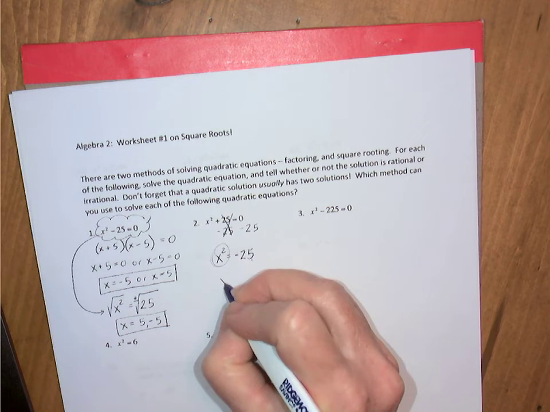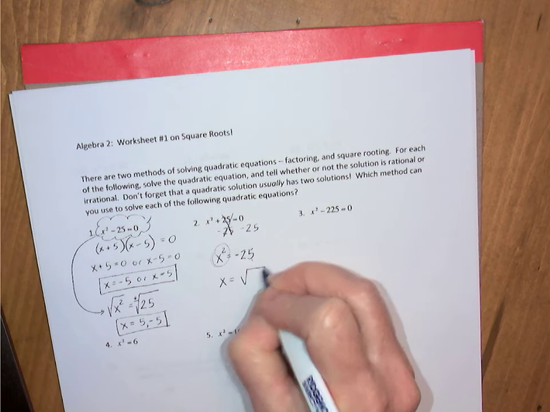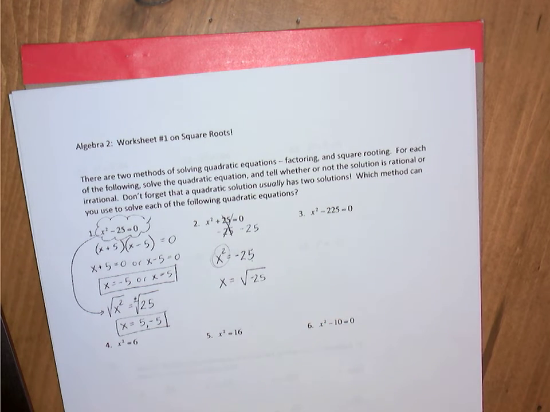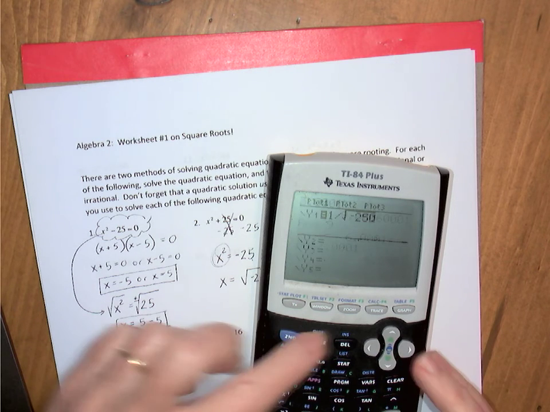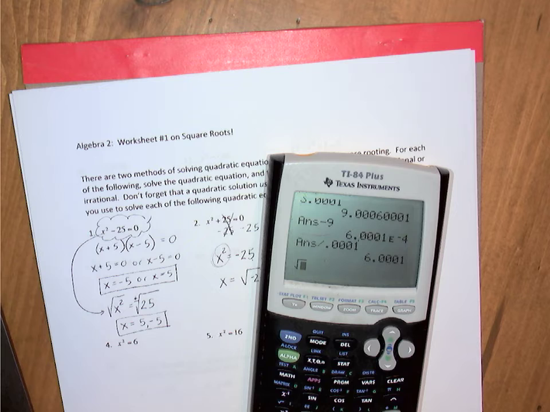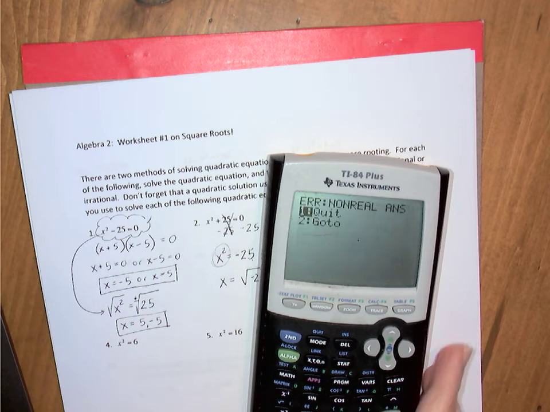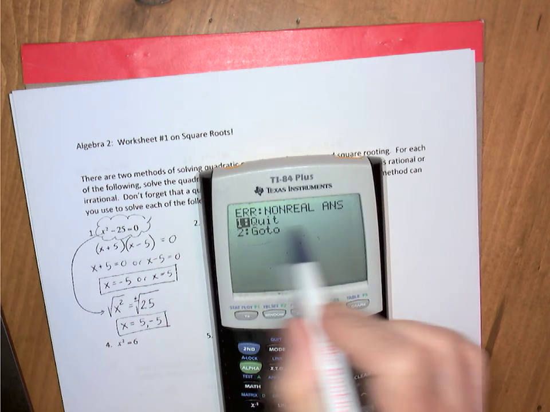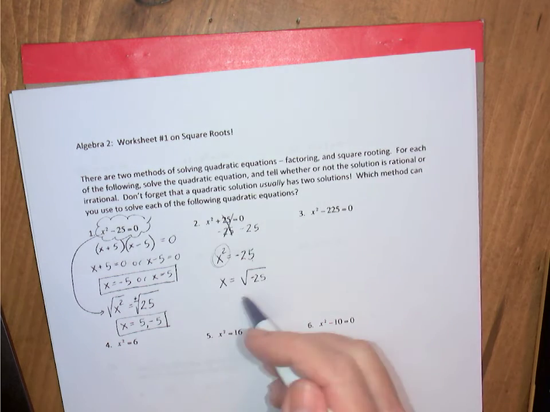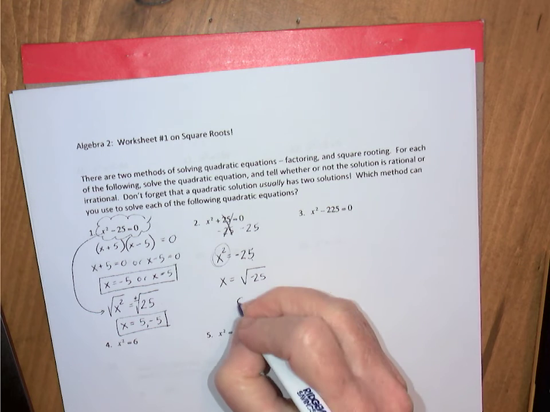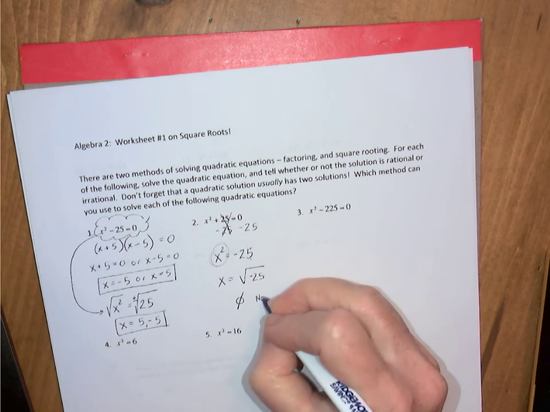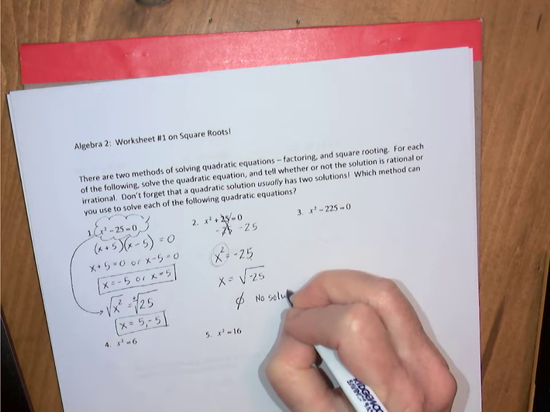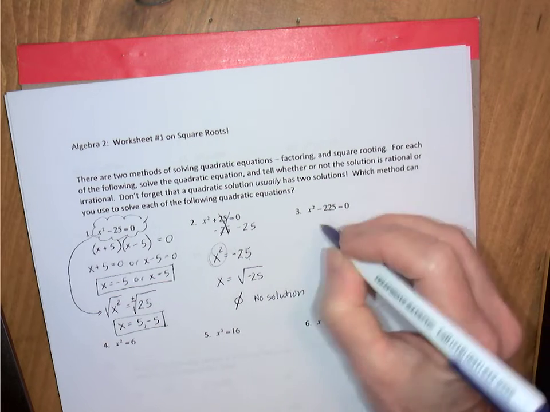You might even try to square root both sides, right? But if you even try that, let's see what your calculator says. So the square root of negative 25, your calculator is telling you non-real answer also. So this is not a real number, right? We can't go there. Cannot go there. So you write that symbol or you write no solution, right? Just can't do it.